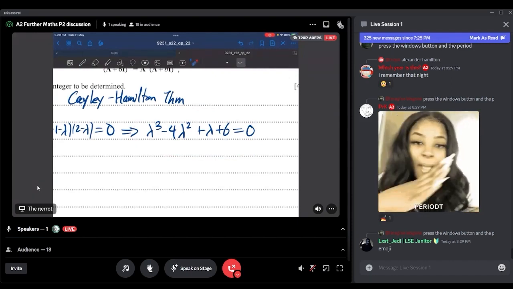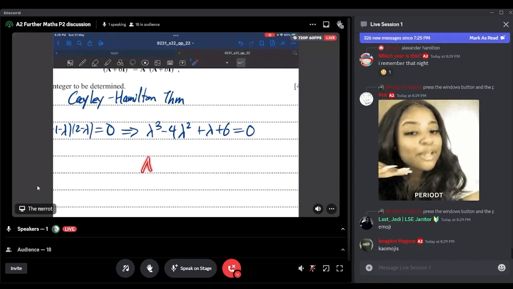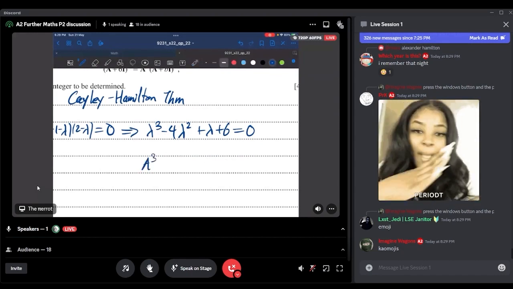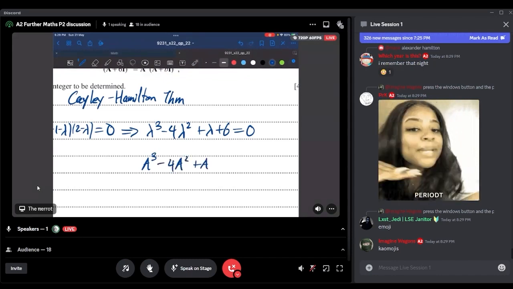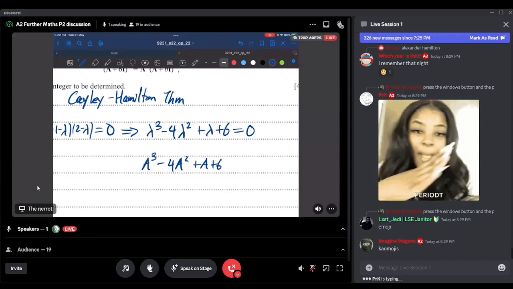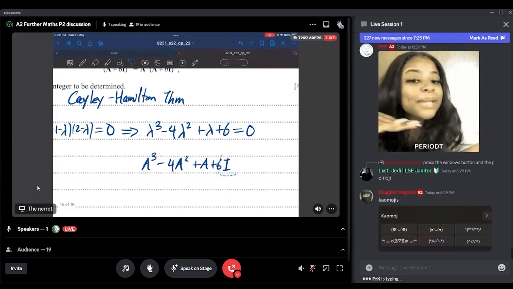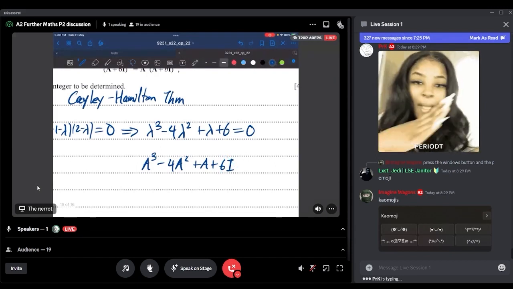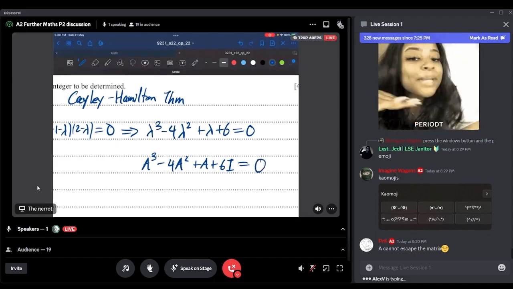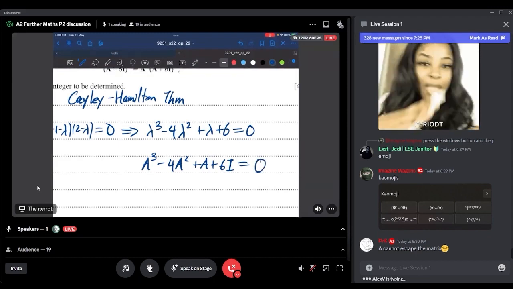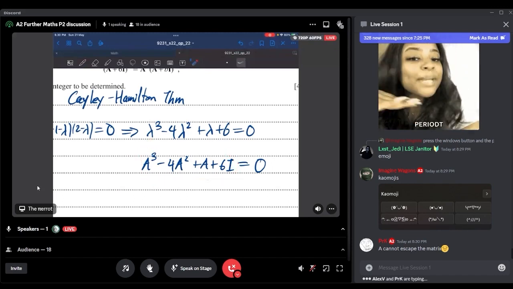So instead of lambda, we have the matrix A: A cubed minus 4A squared plus A plus 6. Well, because this is a matrix, you have to use I. Don't forget to put the identity matrix here. It states that it is still going to be equal to 0. Indeed, it's now an identity, that if you add all of these up, it will be 0. Basically just replacing all the lambdas with A.